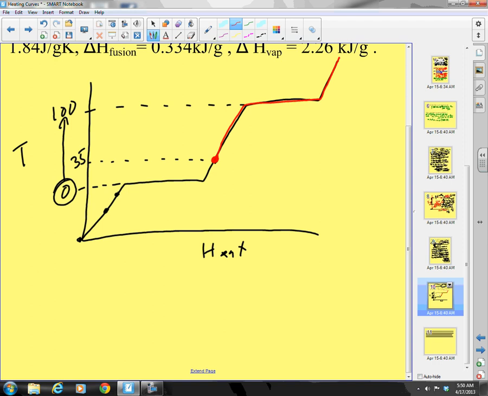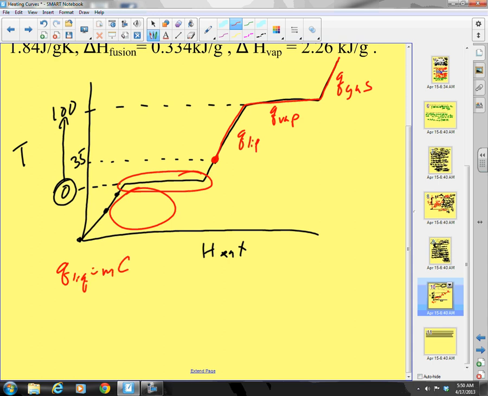Good. So do I have to worry about the heat of the ice? No. Do I have to worry about heat of fusion? No. Where do I start my heat concern? Right here with liquid. So I want to find heat of my liquid, heat of my vaporization, and heat of my gas. So we've made this question actually easier. So let's find Q liquid.